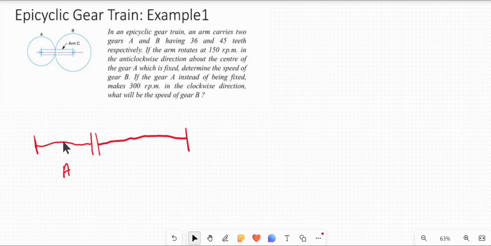Gear A obviously has got a shaft attached to it. What does the question say? Gear A is fixed. So let's fix that. If the shaft is fixed, that makes gear A fixed since gear A is rigidly attached to the shaft. And the arm, it's not fixed to this, but it rotates about that. This is your B. This is your arm. So this is your gear A, its shaft is fixed in the first scenario. And then this is gear B. This is the arm C.